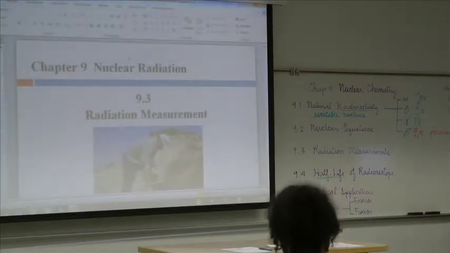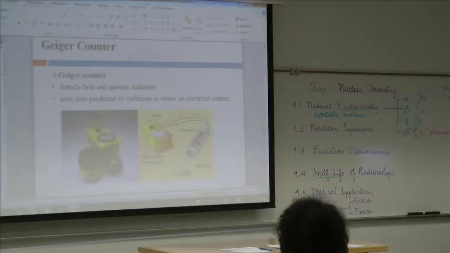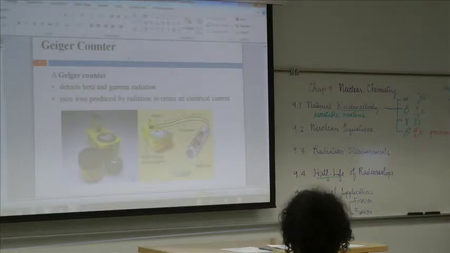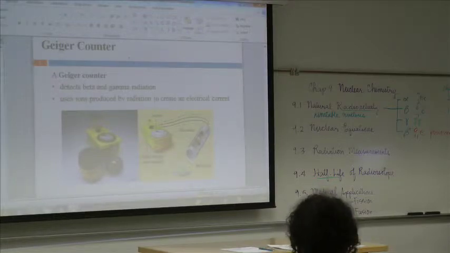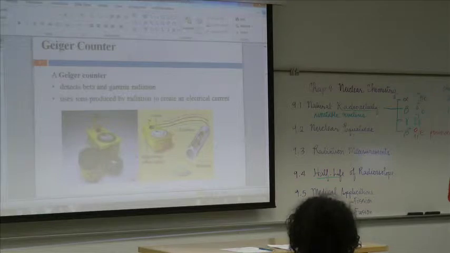So different types of radiation measurements start out with, actually, we have a Geiger counter, which detects beta and gamma. How many have had experience with a Geiger counter? No? You know that when the sun bombards the Earth with cosmic rays, right? There are actually all forms of radiation that we are bombarded with. Lots of protons and even tritium, right? The hydrogen 3.